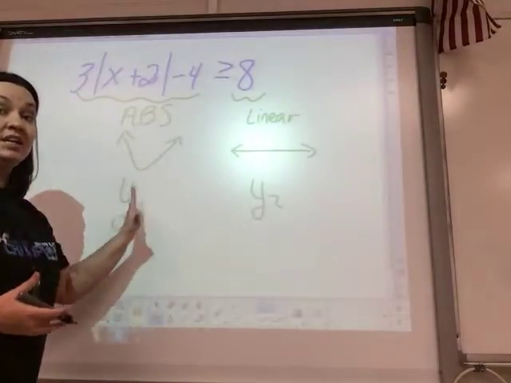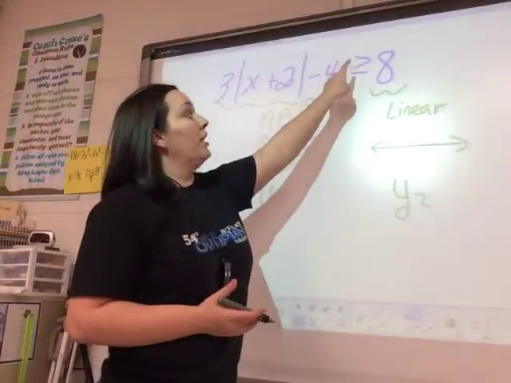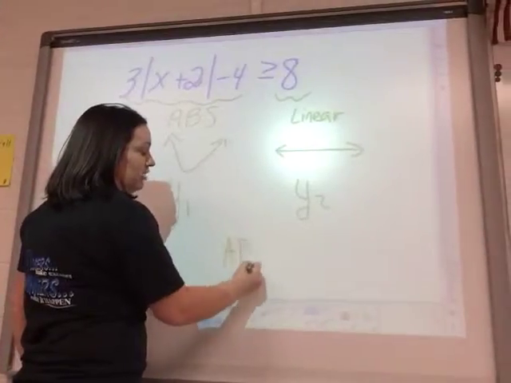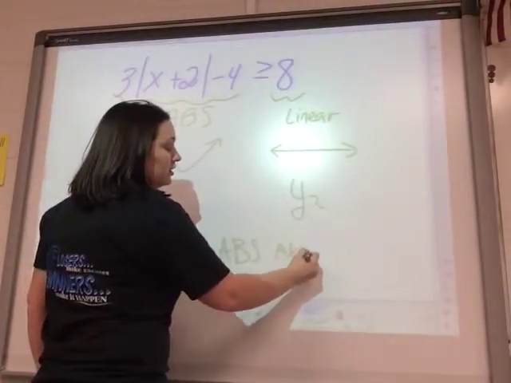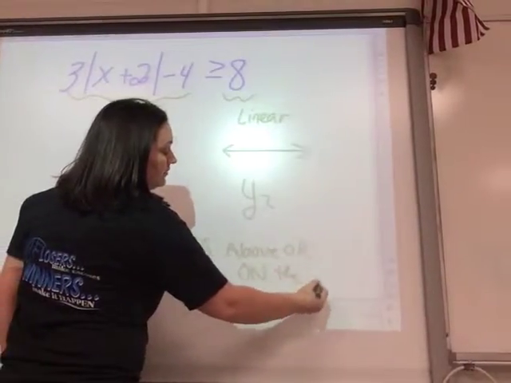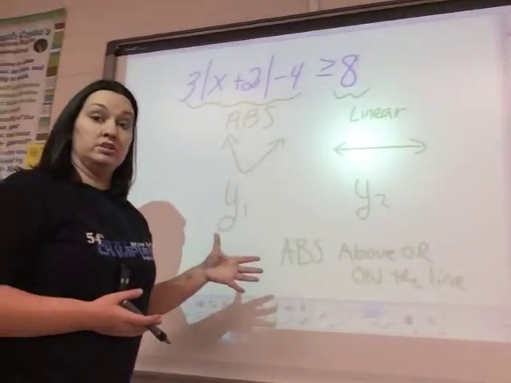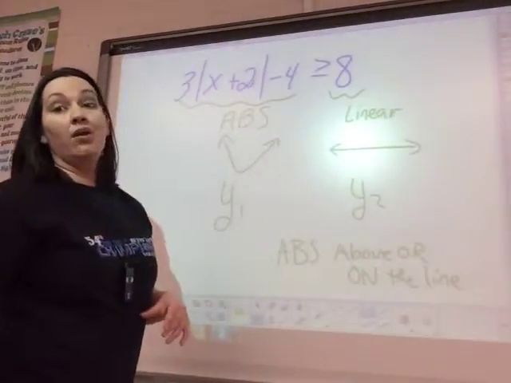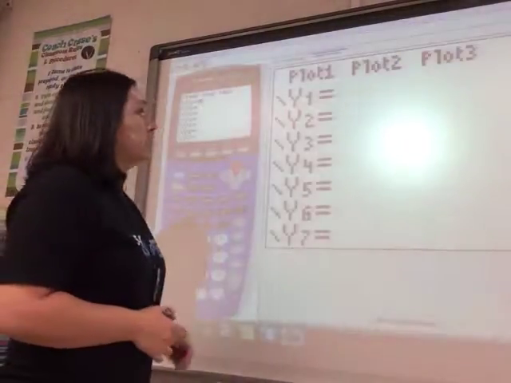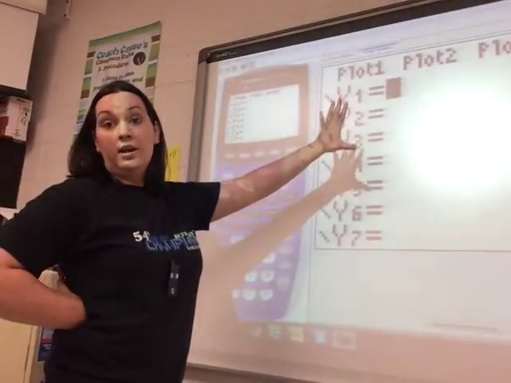That's important to understand those two things, but here's the really important part for inequalities. Greater than or equal to. That means we're looking for when the absolute value is above or on the line. Above or on the line. So let's do this on the calculator first to graph it, and then we'll compare our answers algebraically to our solutions.